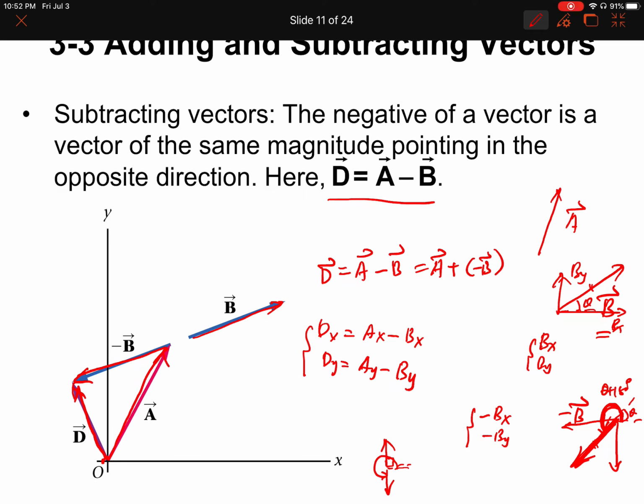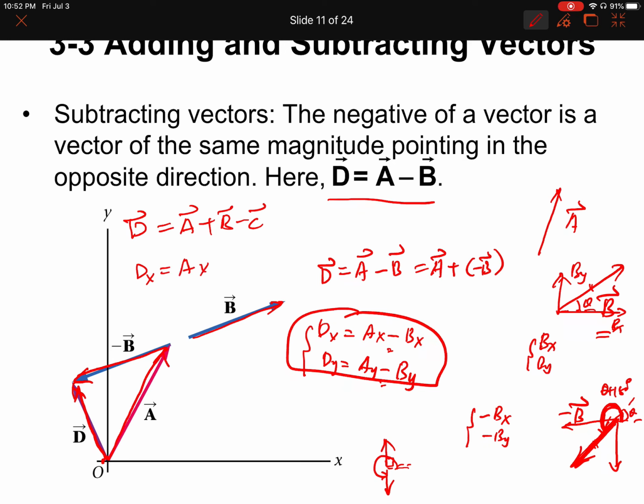So in general, with the components method, you can just figure out what bx and by are, and do the subtraction here. That's a little bit easier. So if you have another vector D equal to A plus B minus C, then dx equal to ax plus bx minus cx, and dy equal to ay plus by minus cy. You can just do that directly.